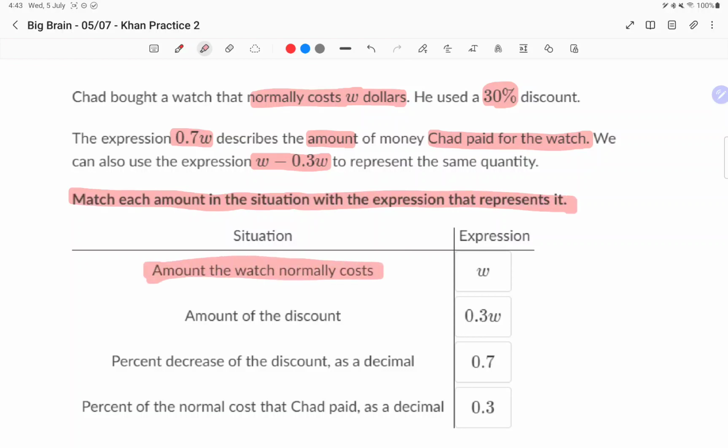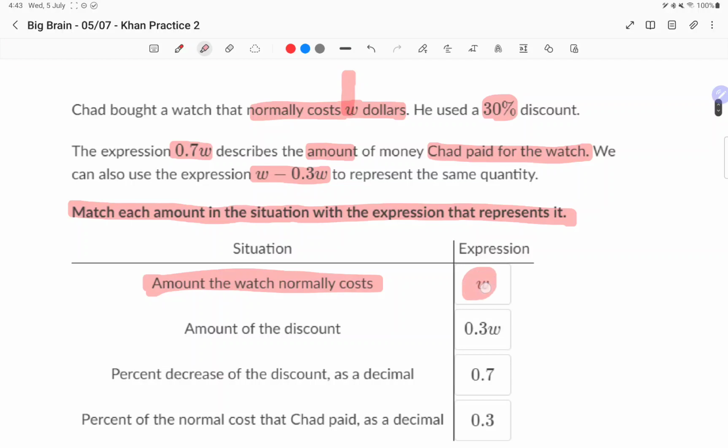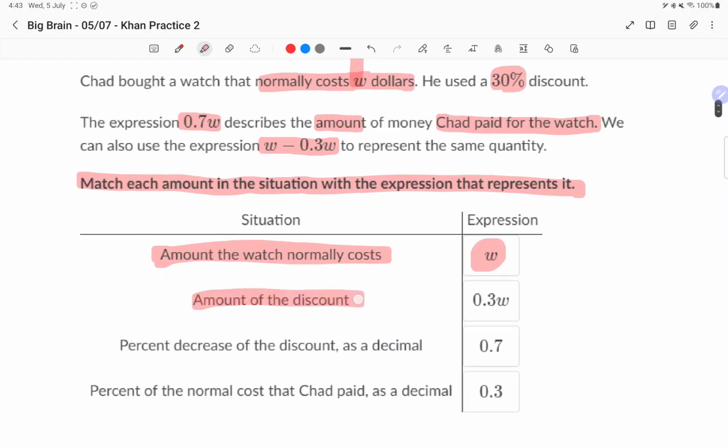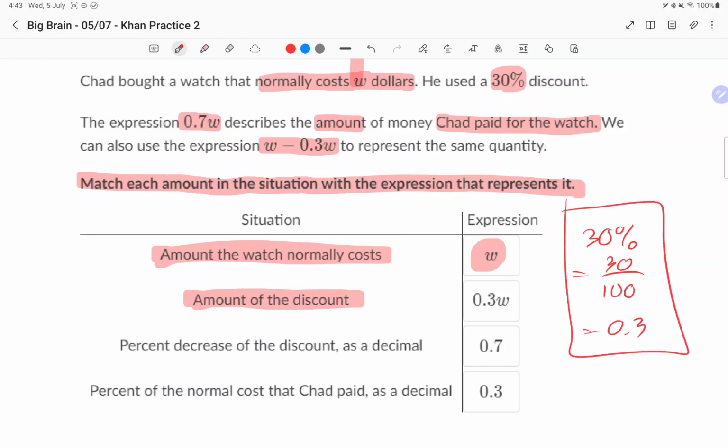So the amount the watch normally costs, well, we said normally costs W, so that would be W, right? The amount of the discount, because the discount is 30%. Now note that 30% is the same as 30 over 100, which is the same as 0.3. So this is percentage in different forms. So that would be 0.3 times W, because 30% of W is just 0.3 times W. All right, so this is the amount of the discount. And then the percent decrease of the discount as a decimal. So percent decrease is actually 0.3 because it decreases by 30%. Does that make sense?